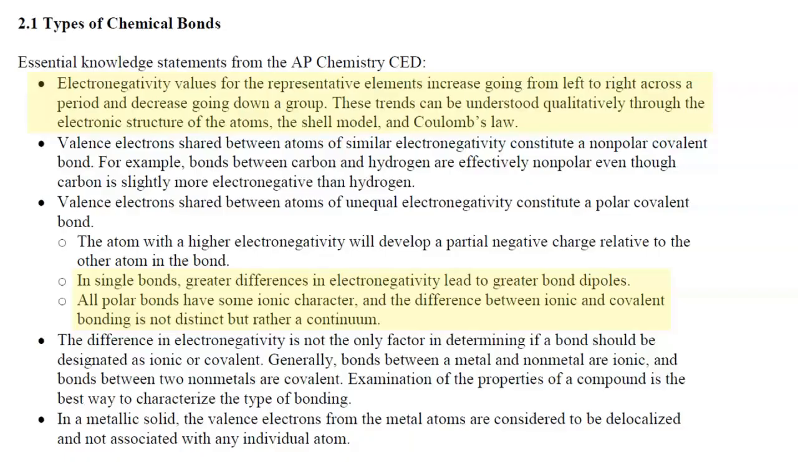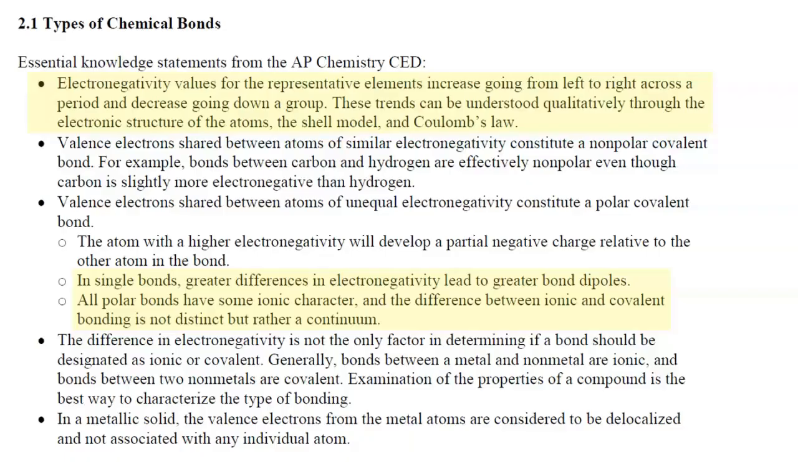Electronegativity values for the representative elements increase going from left to right across a period and decrease going down a group. These trends can be understood qualitatively through the electronic structure of the atoms, the shell model, and Coulomb's law. The important point about that is that you don't need to memorize the actual electronegativity values of the elements to compare different bonds. All you really need to know are the general trends in electronegativity.